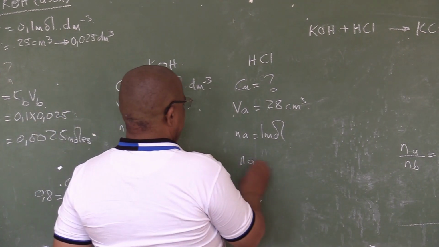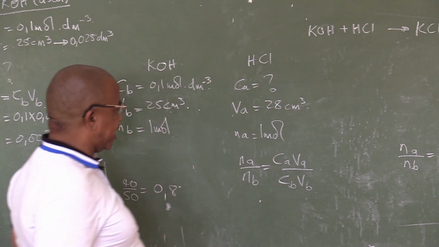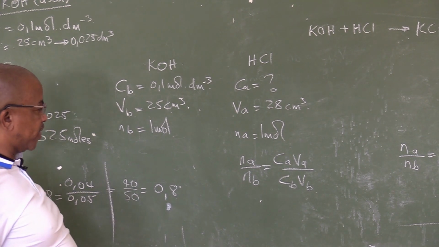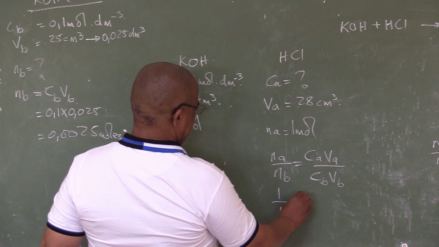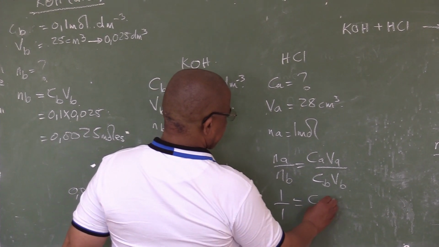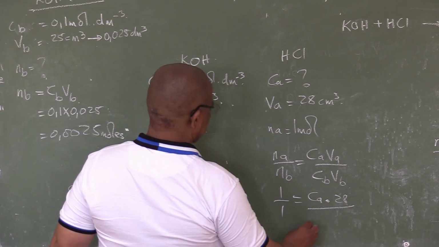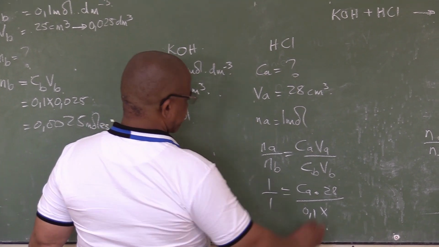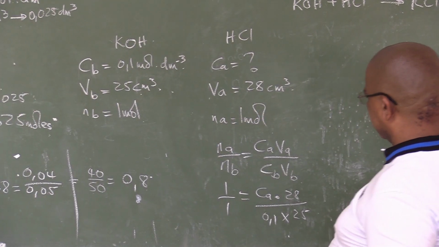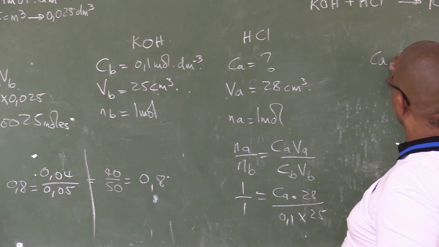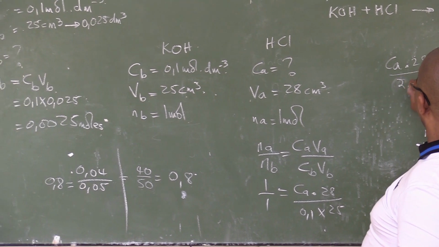Now sesizothini na? NA over NP is equals to CAVA over CPVP. NA over NP is equals to CAVA over CPVP. Agesibheke lapha. NA 1, NP 1 is equals to CA, ithini CA sifuna wona, times VA 28 over CB 0.1 times VB 25. All right. I send to CA subject of the formula. 1 over 1 equals CA times 28 over 2.5. 2.5 is equals to 1.